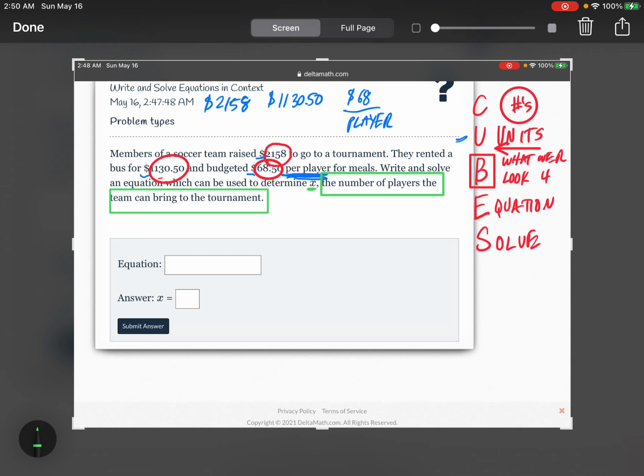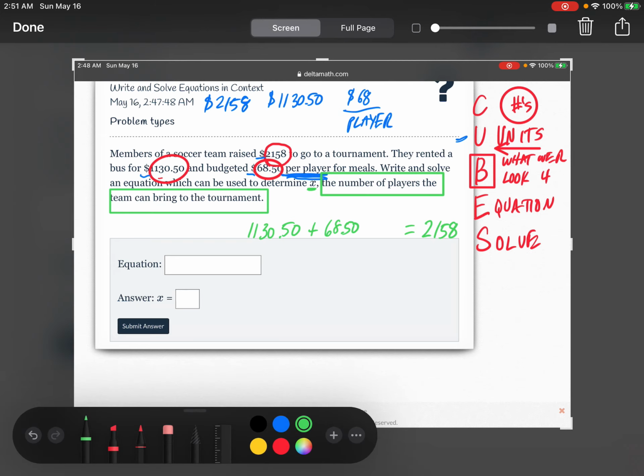So our equation is going to be, what's the total? Yep, they rented a bus. So it's going to be $1,130.50, because that's what we have to use to rent the bus, and it's going to cost $68.50 per player. And the amount of money that we raised altogether was $2,158.